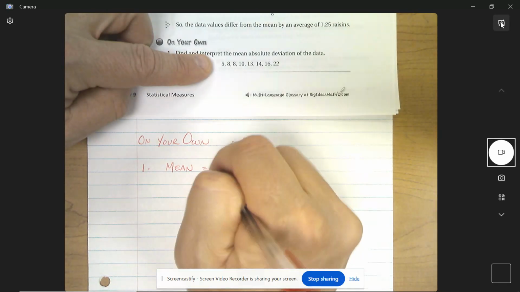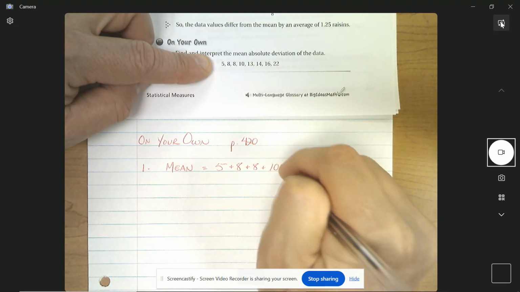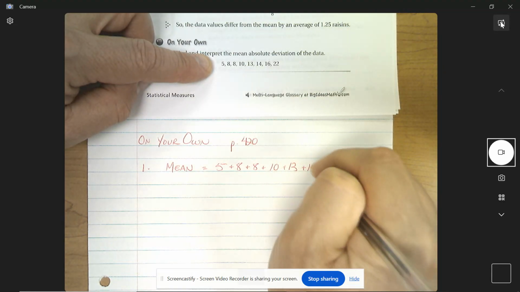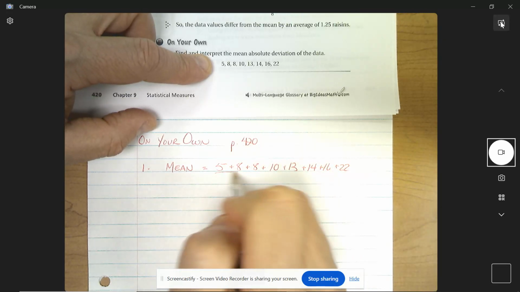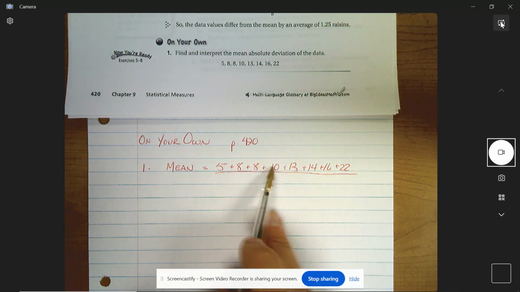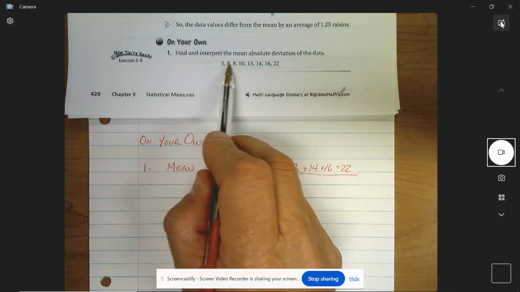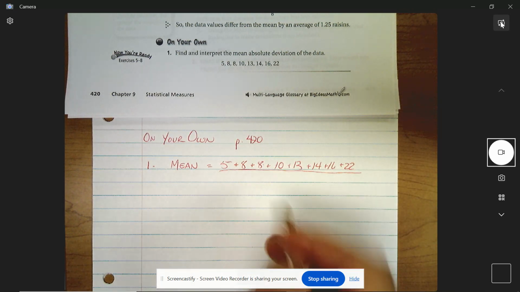Step 1 is the mean, and we're going to add our numbers up. We're going to take 5 and 8 and 8 and 10 and 13 and 14 and 16 and 22. That's 8 numbers. So I'm going to take that, and I'm going to divide it by 8.